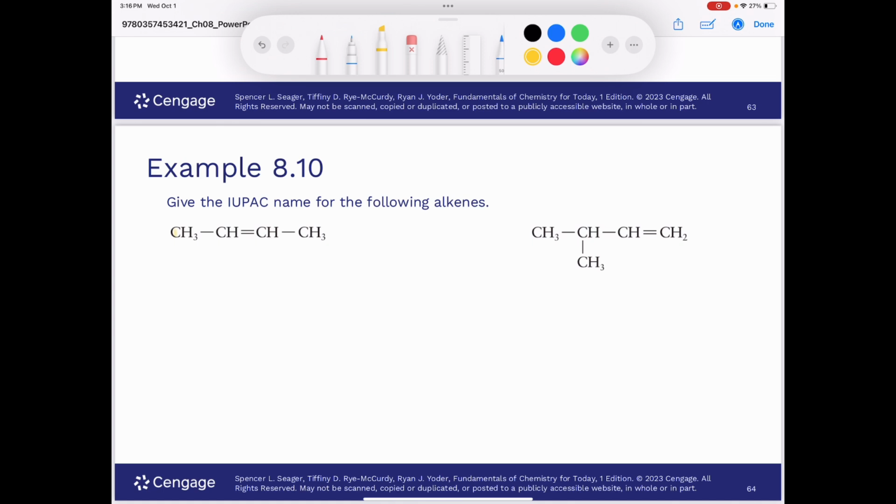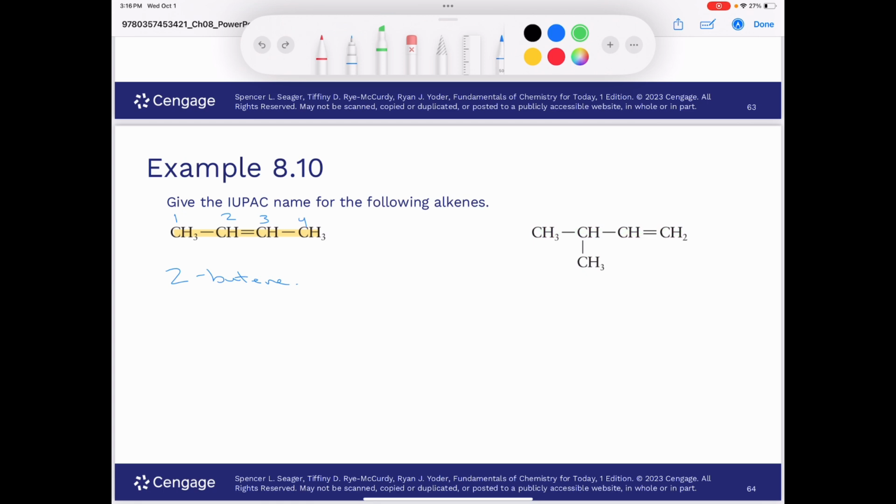Now the first one, there's only one carbon chain, and it's this one here. And you probably notice there's symmetry down the molecule like this. So it doesn't matter if I start numbering from the left or the right in this particular case, but I'll just put 1, 2, 3, 4. So this would be 2-butene.